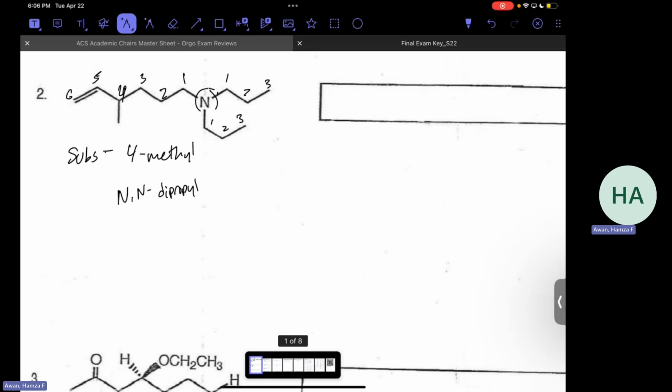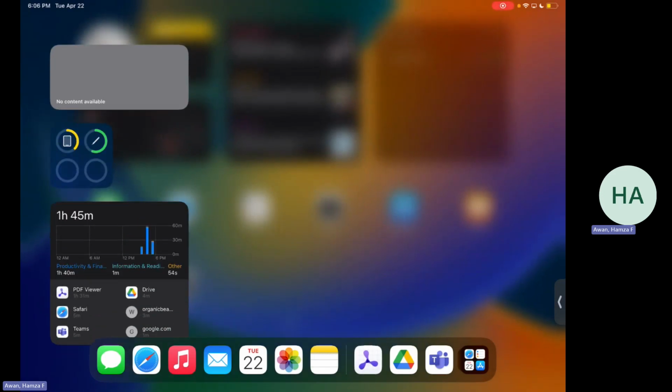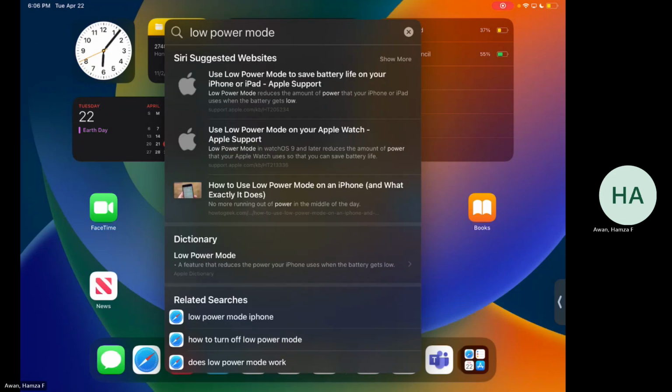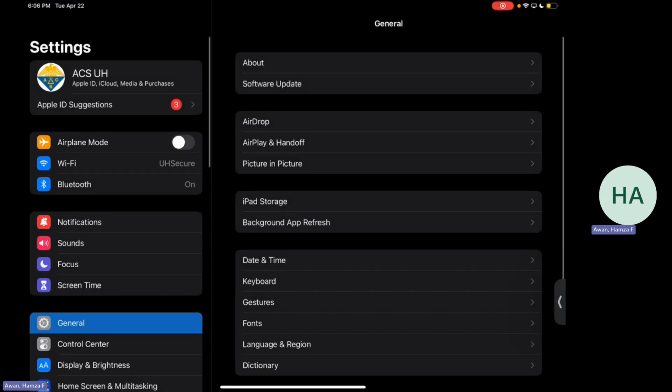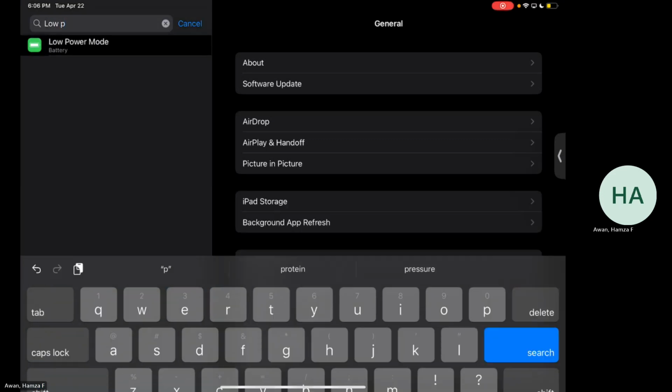And then, okay, N dipropyl. Give me one second. Let me turn off this low power mode. Getting really dark on me. My bad, guys.